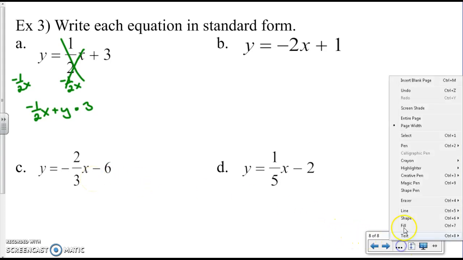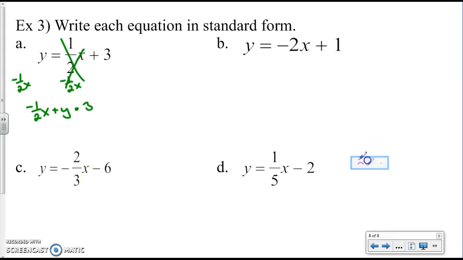My second step is to multiply everything by the bottom of the fraction. So if I multiply everything by 2, I'm going to do 2 times 1/2. They actually cancel out. So I'm left with just the negative 1x there. And then 2 times y is 2y. And 3 times 2 is 6.